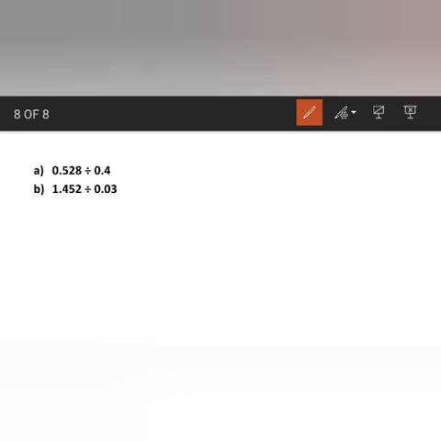The first one is 0.528 divided by 0.4. Here we have to convert the divisor into a whole number part. In order to make 0.4 as a whole number, we must shift the decimal point one place to the right. So we should multiply it with 10.